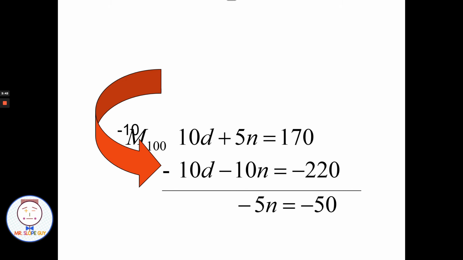Then I can divide both sides by negative 5, and I get that I had 10 nickels. And then back in the original problem, we knew that the number of coins added up to 22. So if I have 10 nickels, I must have 12 dimes. I can also take that n equals 10 and substitute it in any of the original equations and get that dimes would have to be 12. And I can always double check, make sure it works in both equations.